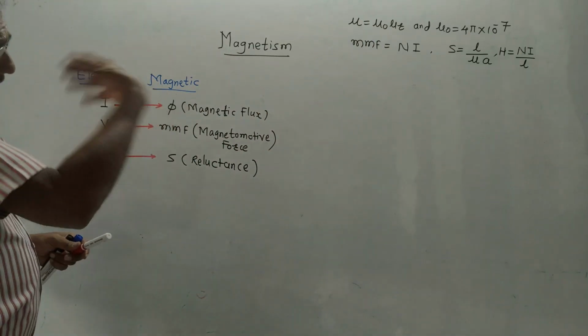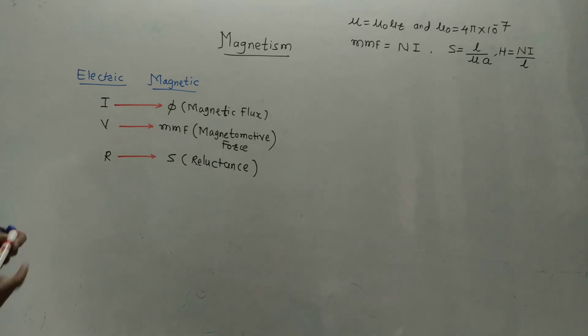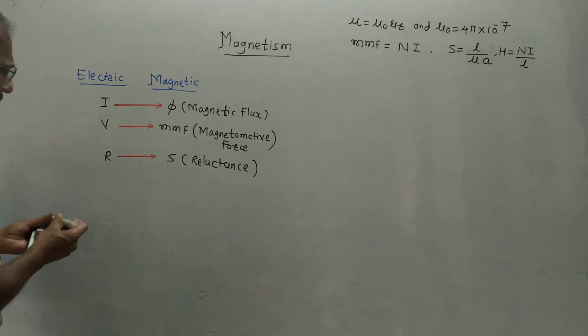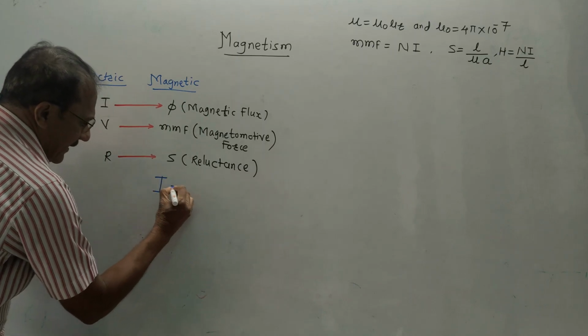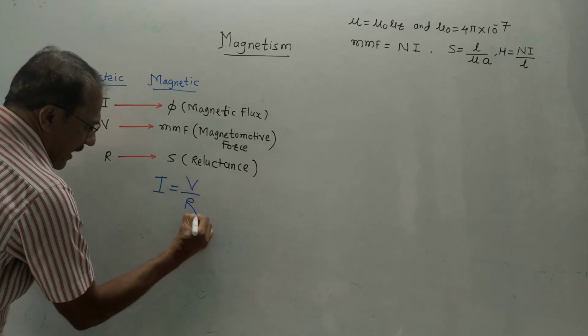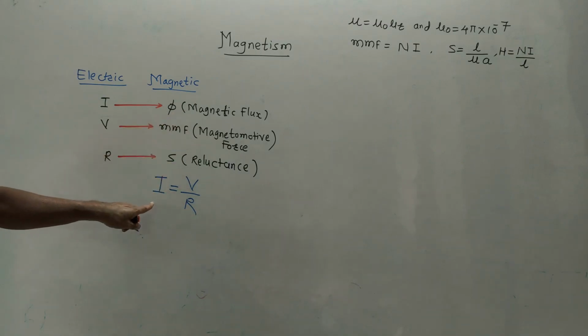Now, remaining formulae you can generate by using the basic things. How to do it? According to Ohm's law, we know the basic formula. Current in electric field is V upon R. You might have studied this equation, V is equals to IR. This is the basic Ohm's law.